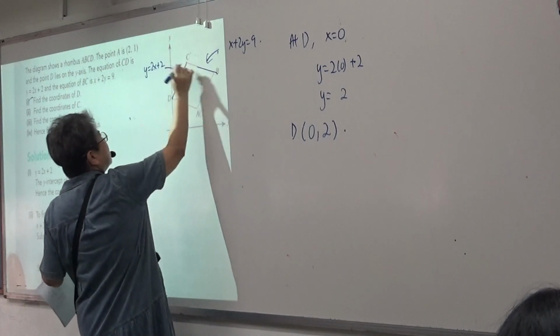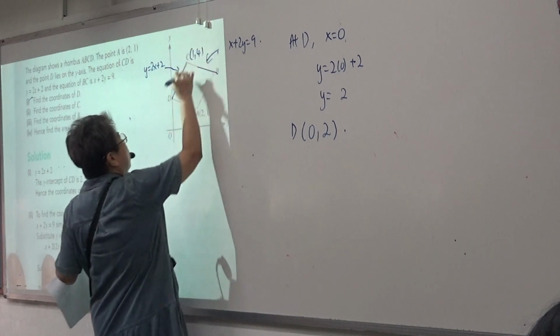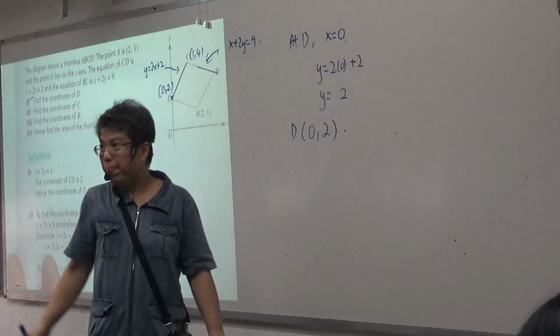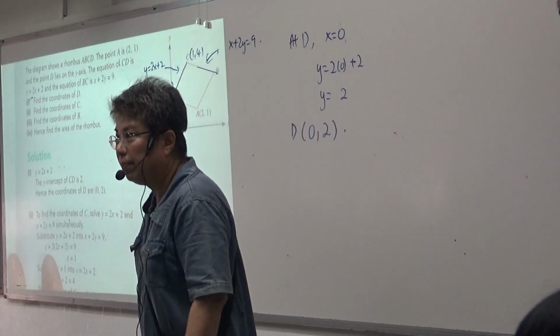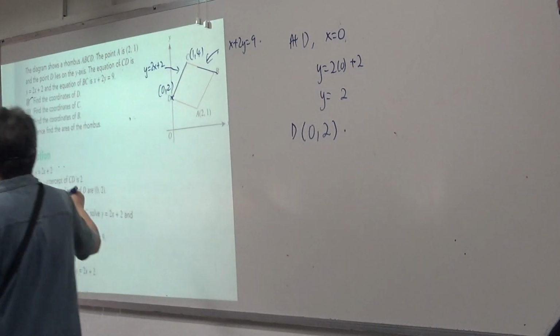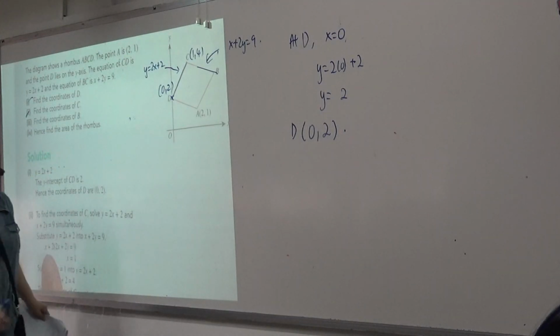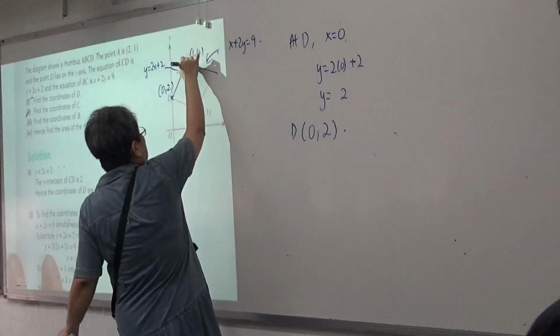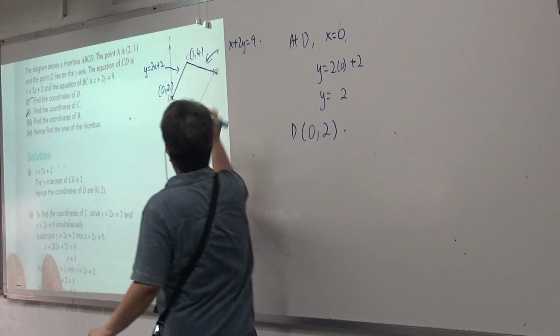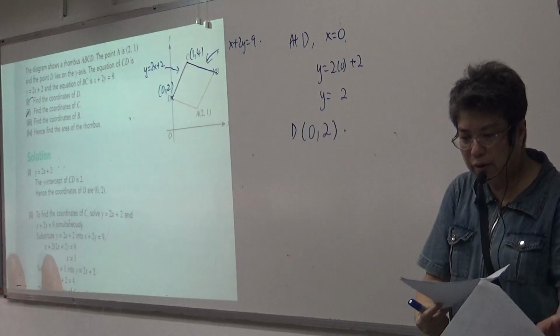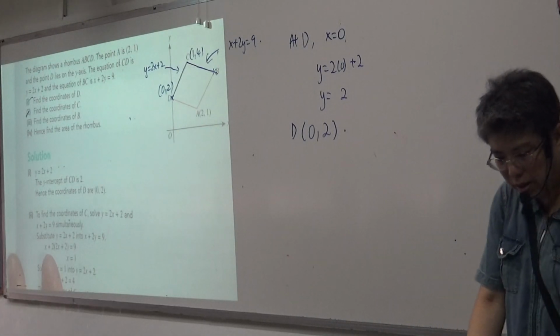C is 1, 4, whereas D is 0, 2. Agree? From my first two parts. Agree? Okay, now next. The question says, find the coordinates of B. This one. How do I get the coordinates? How do I find the coordinates of B?